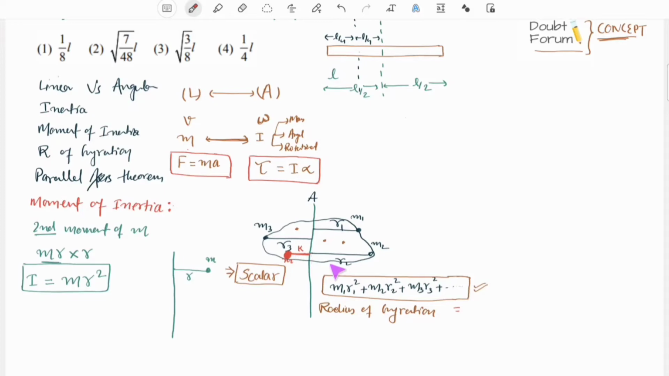So radius of gyration is the distance of an imaginary point which would give the same moment of inertia for the body, if the entire mass was located there, as the moment of inertia of the actual distribution of the mass or particles of the body. So we equate the total moment of inertia with mk square. k is called the radius of gyration.